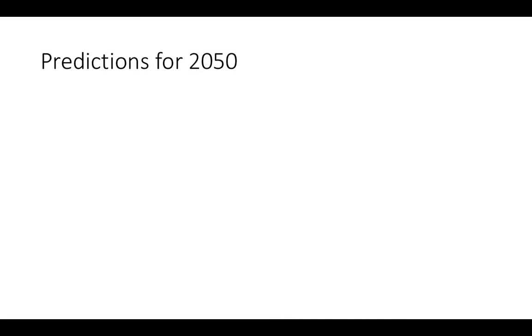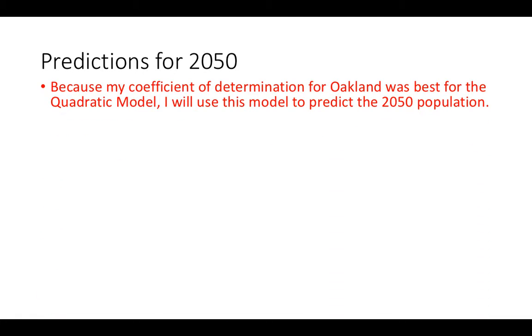Okay, so anyways, for predictions for 2050. Now we found out when the two cities will have the same population. Now we want to find out what each city will have for the year 2050. Because my coefficient of determination for Oakland was the best fit for the quadratic model, I'm going to use the quadratic model to make the 2050 population.